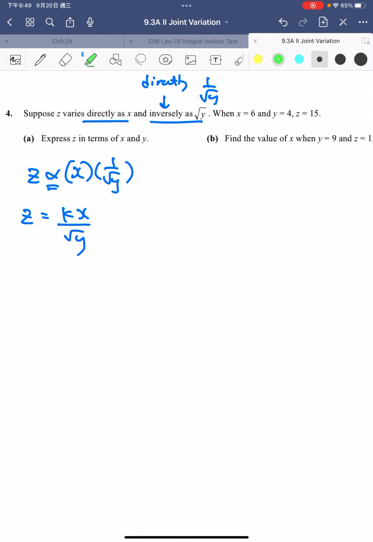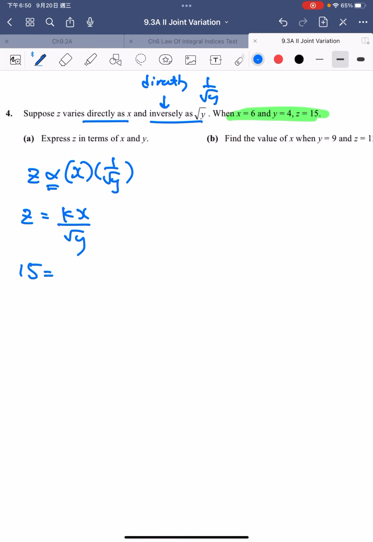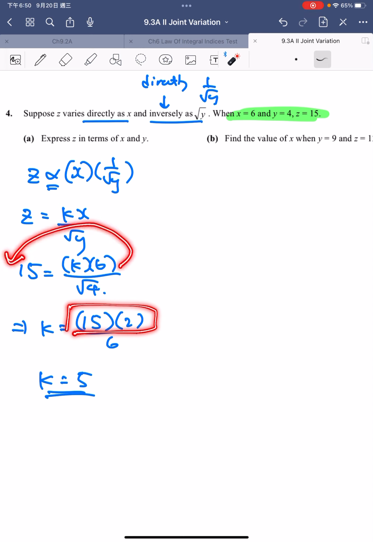Then we have z is equal to kx over the square root of y. Then the condition we have is x is equal to 6, y equal to 4, then z is equal to 15, which means that we can substitute these three values back into this formula to get the value of k. So we have 15 is equal to k times 6 over square root of 4, which means that k is equal to 15 times 2 divided by 6. The square root of 4 gives you 2, so you move this 2 back to 15, then we have 15 times 2. We move the 6 back to the left hand side, so we divide by 6, then we get the value of k, which is equal to 5.